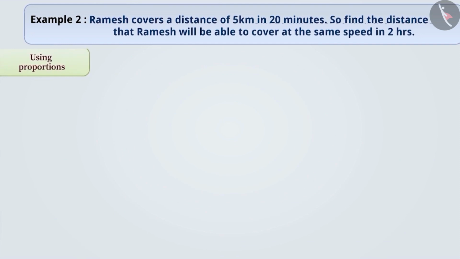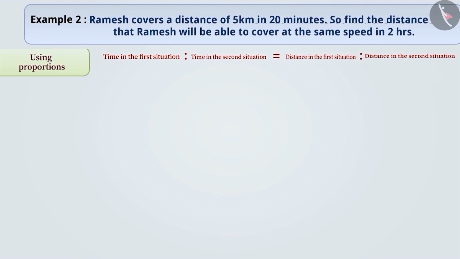Now let us solve this example using proportions. Since we know that the speed is the same in both the situations, the relation between time and distance is proportionate. That is, time in the first situation is to the time in the second situation is equal to distance in the first situation is to distance in the second situation.